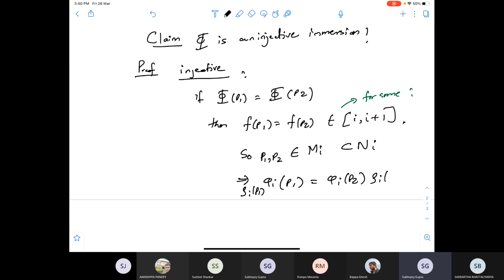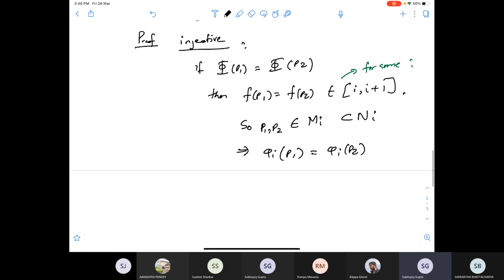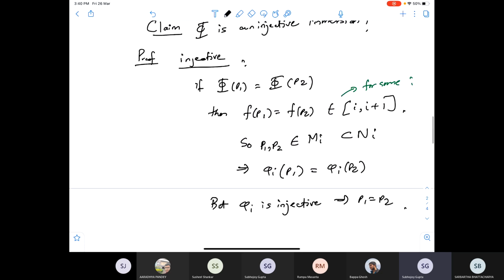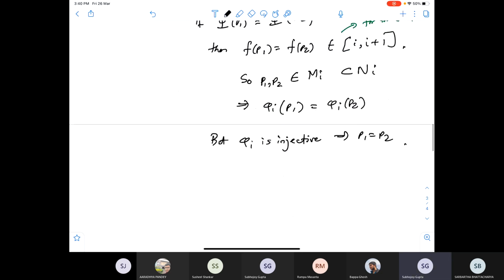So rho I of p2, but these are 1, so you can cancel these out, and what you're left with is this. All right, but you know that phi I is injective, right? It's an injective immersion, which means that p1 is equal to p2, and this is what we were after. So this is the argument for injectivity, and immersion is actually simpler.